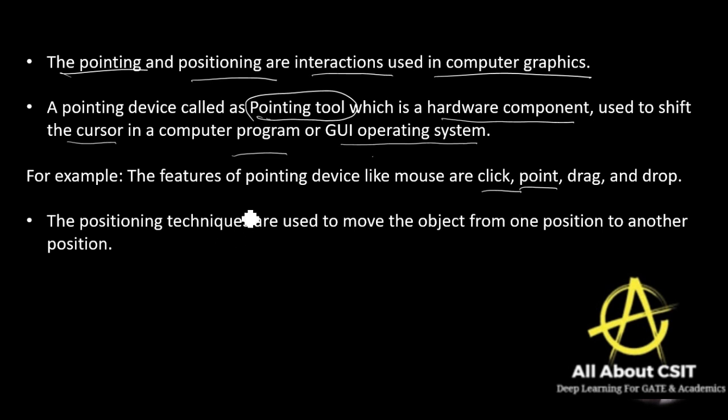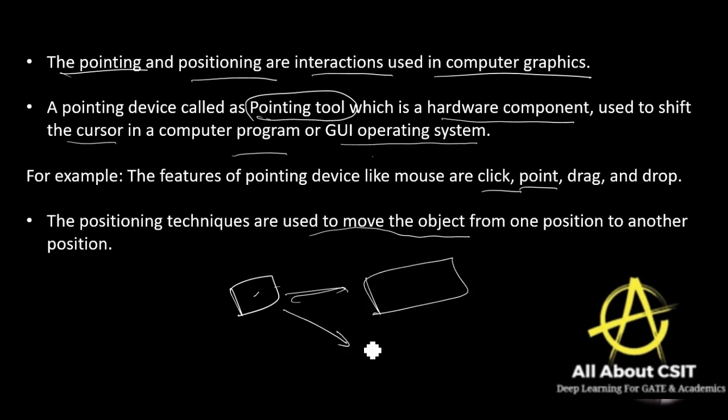Now, what about positioning? Positioning techniques are used to move an object from one position to another position. With the help of the pointing device, you move the object from one position to another. So if you work on computer graphics, both pointing and positioning are required. Suppose you take the mouse and click on one picture and drag that picture. You can increase the size of the picture and move it from one position to another. This is a pointing operation, and positioning means arranging the object from one place to another place. So that is positioning.